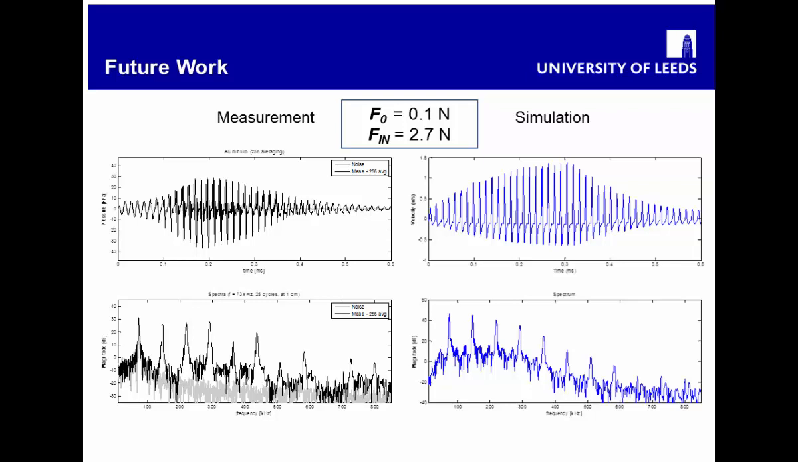So the right-hand side is the simulations. We expect a behavior like this. Impulses with lower negative velocities and higher positive velocities. And it generates lots of harmonics, up to the 10th harmonic.